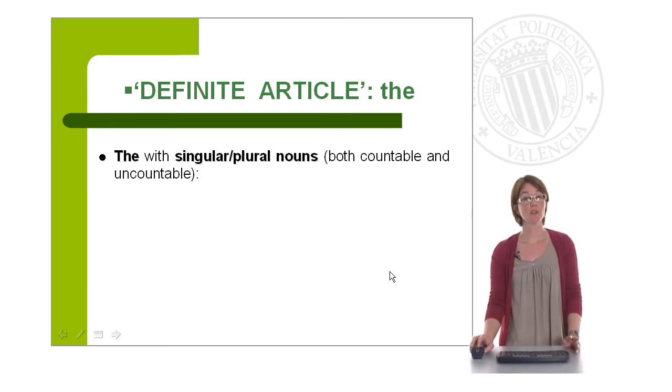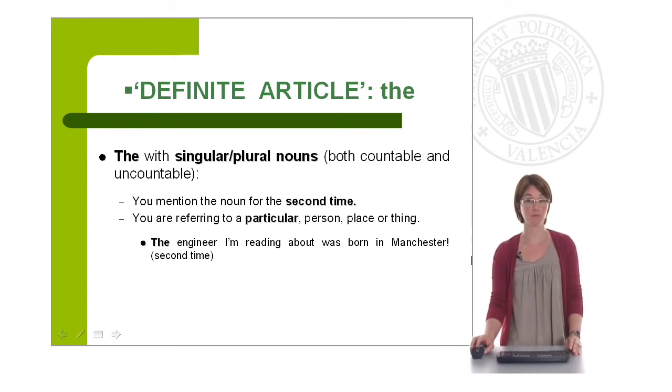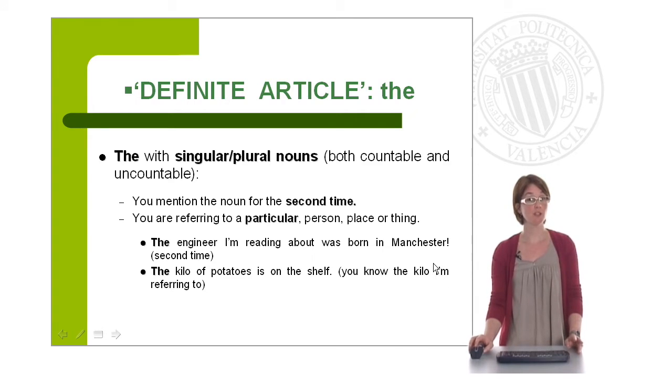Right, now let's move on to the definite article. We normally use the with singular and plural nouns, and they can be both countable or uncountable. Especially when you mention the noun for the second time and when you are referring to a particular person, place or thing. For example, if you say, the engineer I'm reading about was born in Manchester. Remember that you have mentioned the engineer before. So, for this second time, you use the article the. Or if we say, the kilo of potatoes is on the shelf. You know which kilo of potatoes I'm referring to.